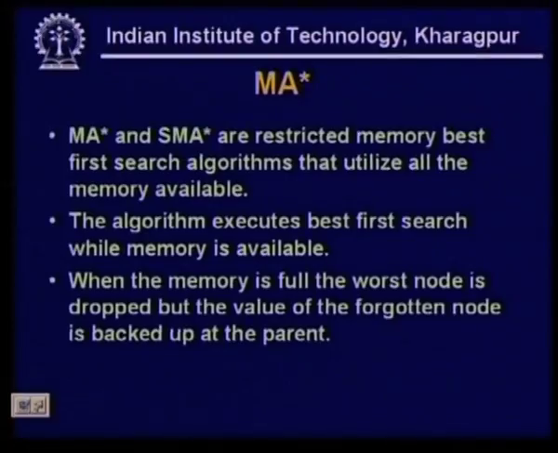We will mention another algorithm called MA star and a related algorithm SMA star. These are restricted memory best first search algorithms that utilize all the memory that is available. The algorithms execute best first search. When memory is available, it does normal best first search. When the memory becomes full, the worst node is dropped and the value of this dropped node is backed up to the parent.